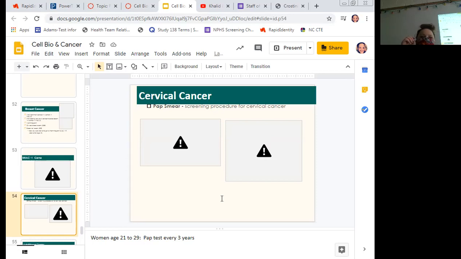A pap smear is where they take, it's kind of like a long Q-tip, they insert it into the same area that you would be penetrated during sexual activity, swab, and they test those cells to see if there's anything abnormal going on, okay? That's how we pick up cervical cancer.